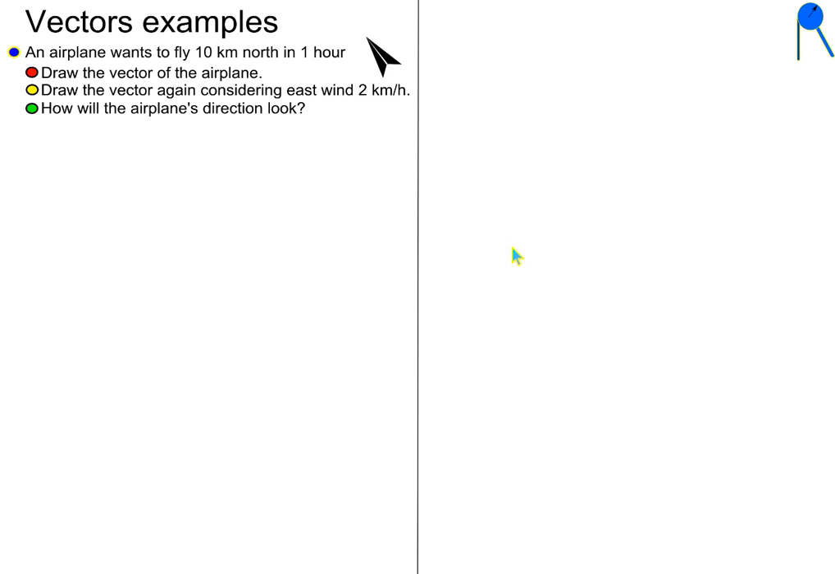Let's go over a few examples of using vectors. Consider an airplane that wants to fly 10 kilometers to the north in 1 hour. What it needs to do is to fly with a velocity of 10 kilometers per hour to the north.